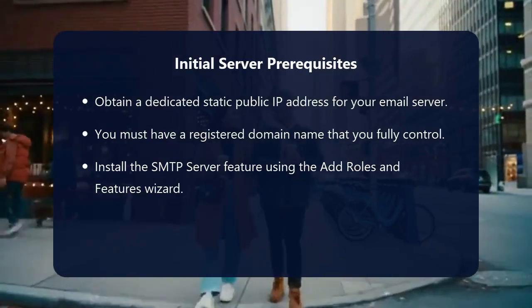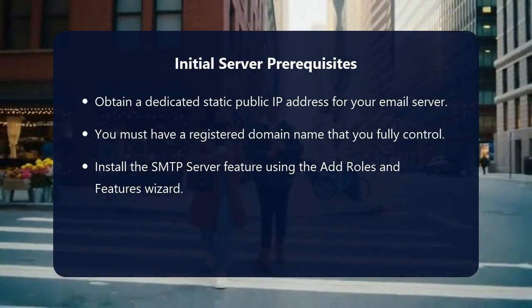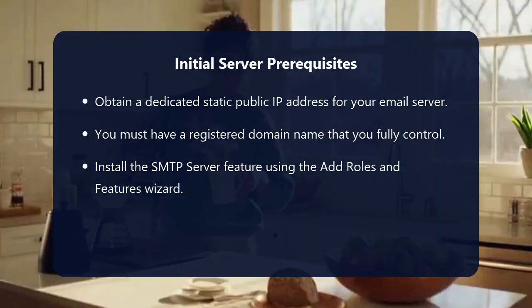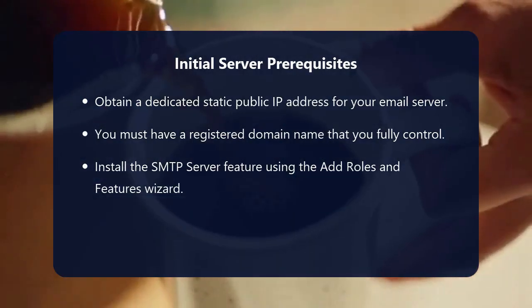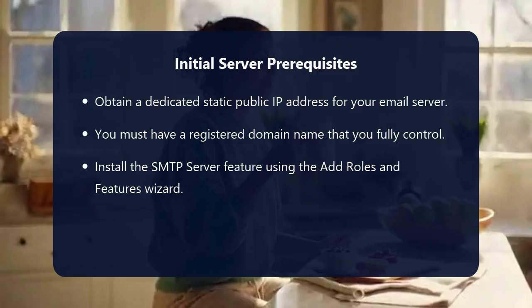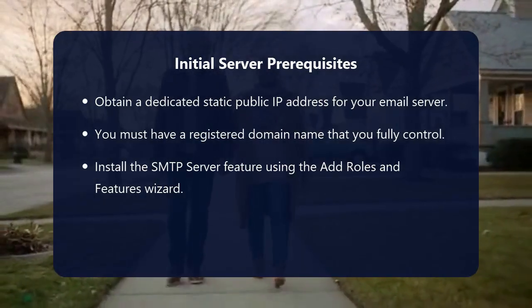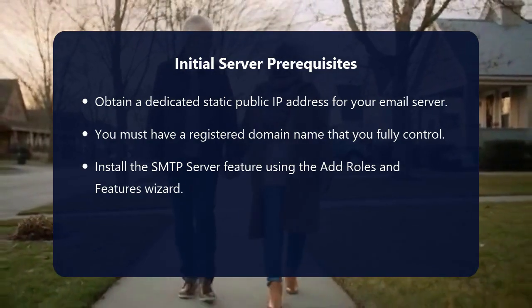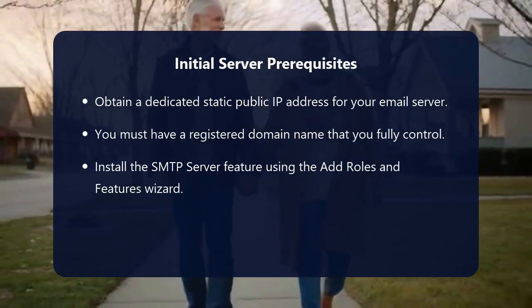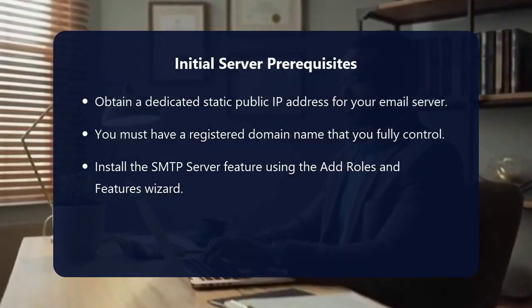Configuring a basic email server on Windows Server begins with laying the proper groundwork, which is critical for both functionality and security. Before you even open Server Manager, you must ensure you have a static public IP address for your server, as dynamic IPs are often blacklisted by other mail servers. You will also need a registered domain name that you control, as this will be the basis for your email addresses, for example, user@yourdomain.com.